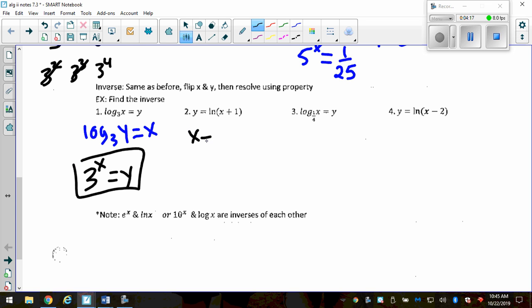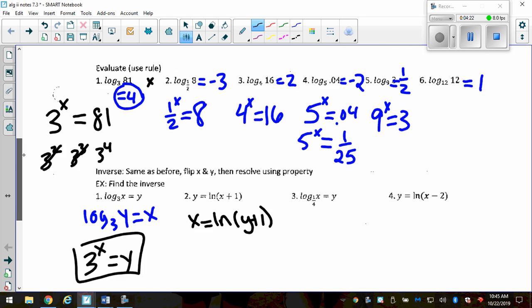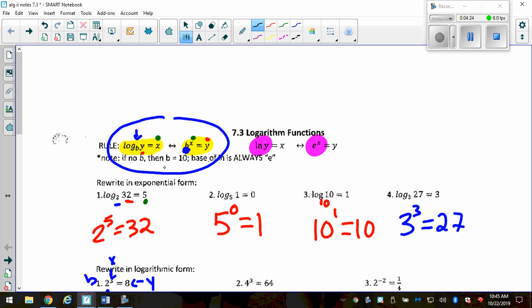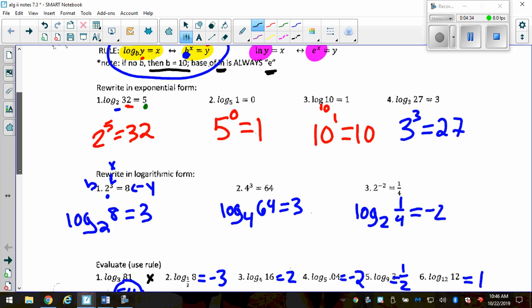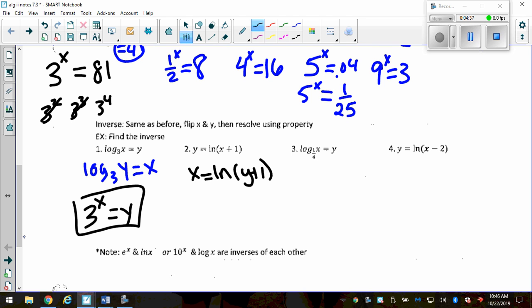You're going to flip your x and y, but this time you need to remember the base of ln, which I forgot to point out up here. When nothing was written for log, remember we made it a base 10? Well, ln is always e. There will never be anything written down for ln, but it's always an implied e, and ln is the natural logarithm. So I'm going to have a pretend e down here. So rewriting will be e to the x equals y plus 1. And this time I actually have to subtract my 1 over, and the inverse would be e to the x minus 1. So what is the first step on number 3?